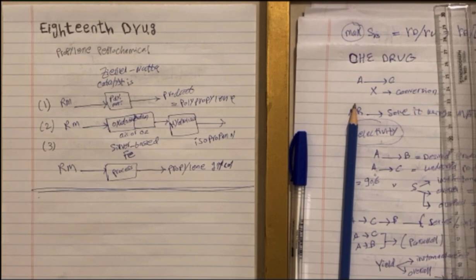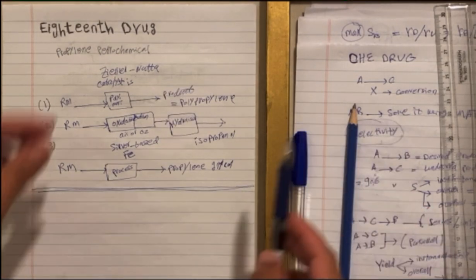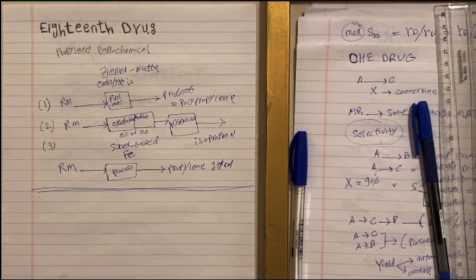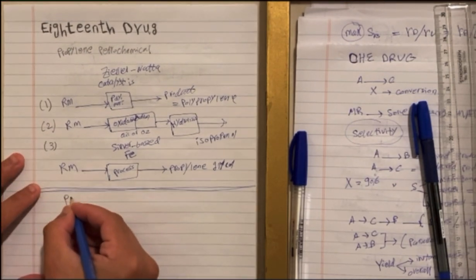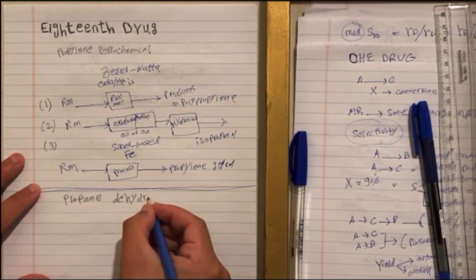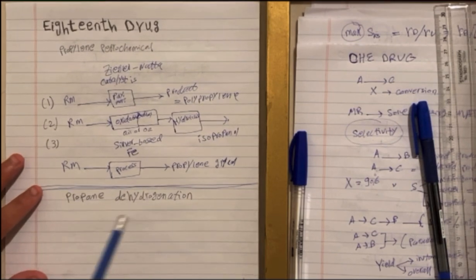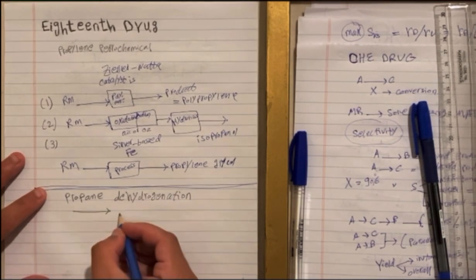And the answer is by using the most common manufacturing technique, propane dehydrogenation, or what we call cracking of propane to make propylene.